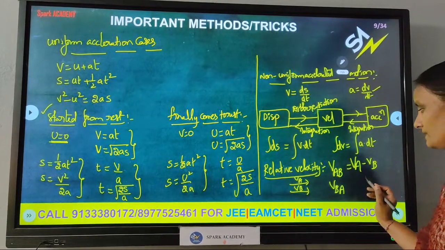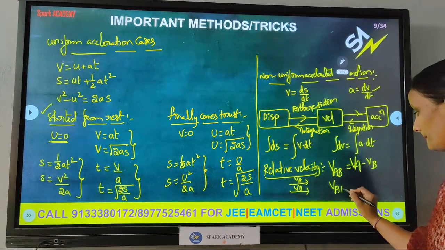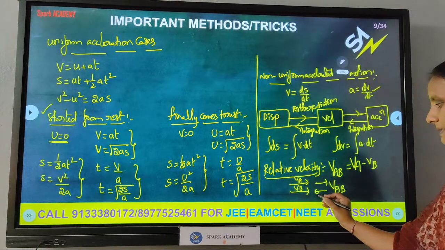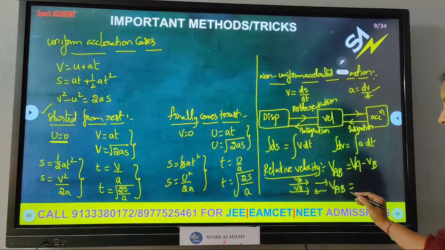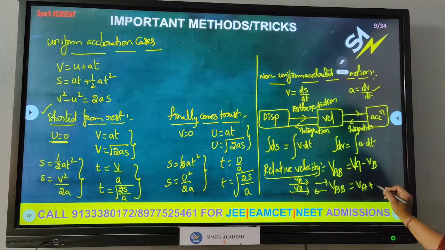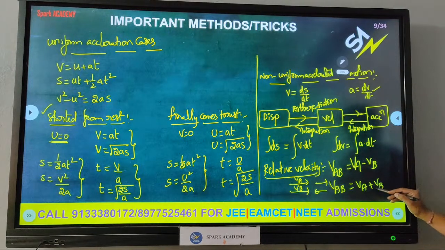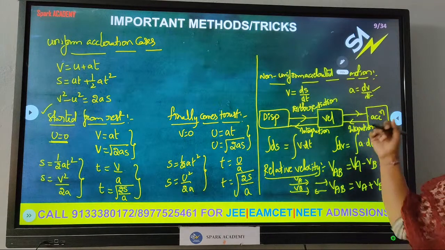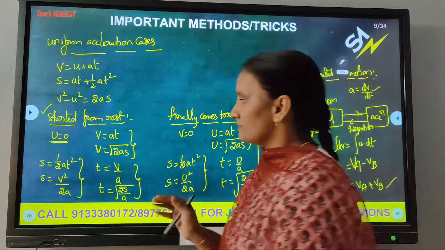If they are in opposite directions, VA is like this, VB is in the opposite direction. If they are moving toward each other, then the velocity of A with respect to B will be VA plus VB, because VA minus of minus VB becomes VA plus VB. So these tricks you need to remember about these cases.